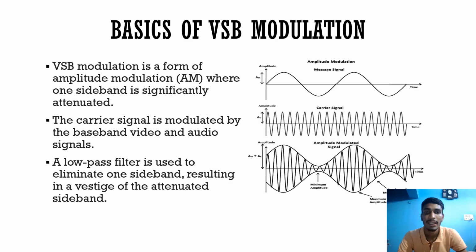Basics of vestigial sideband modulation. VSB modulation is a form of amplitude modulation where one sideband is significantly attenuated. The carrier signal is modulated by the baseband video and audio signals. A low pass filter is used to eliminate one sideband, resulting in a vestige of the attenuated sideband. The amplitude modulation can be seen here, where the message signal, carrier signal, and the amplitude modulated signals are shown.